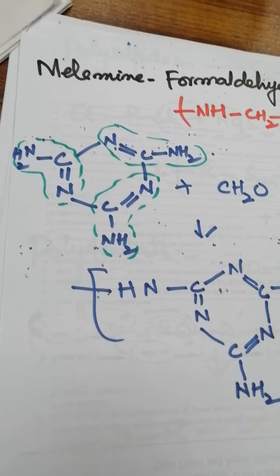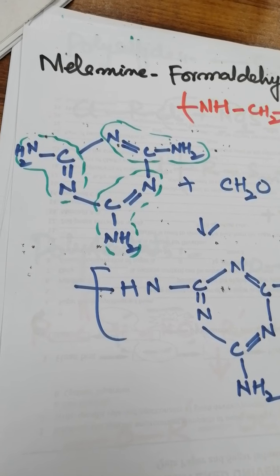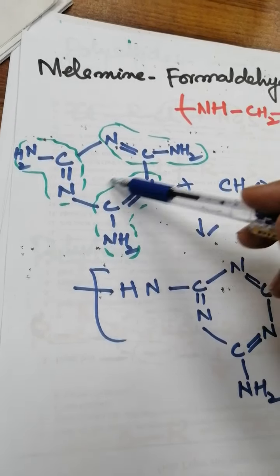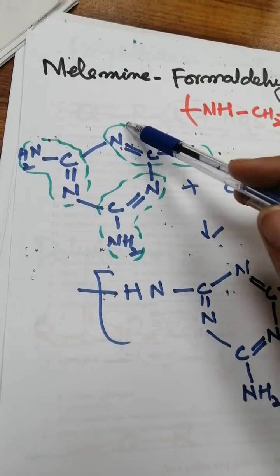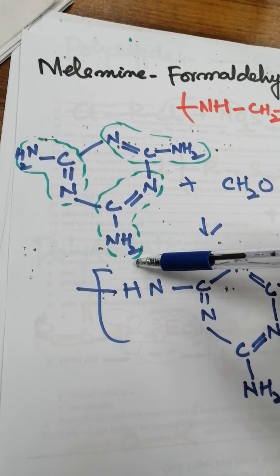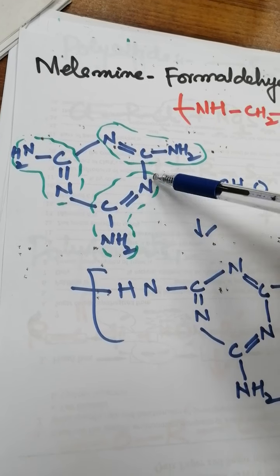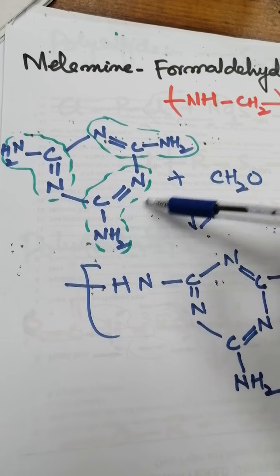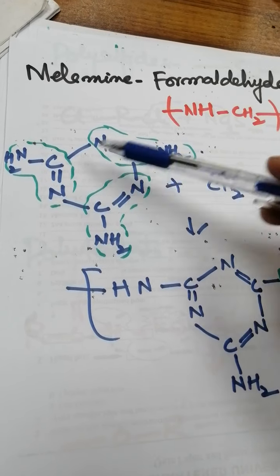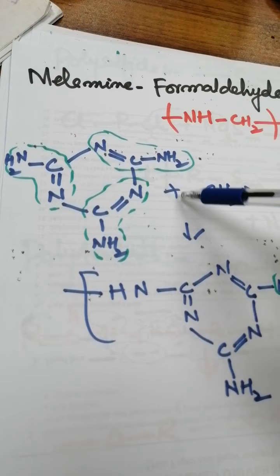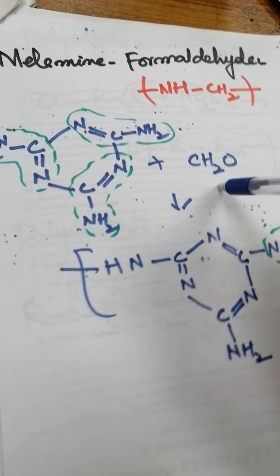Melamine formaldehyde, if you just look at the structure of melamine, right? I've segregated the three segments, there are three units, they are combined together and making a cyclic ring structure, right? So it's C double bond N, NH2 amine, right? So they are making a hexagonal structure, right? And then we have the formaldehyde, right?